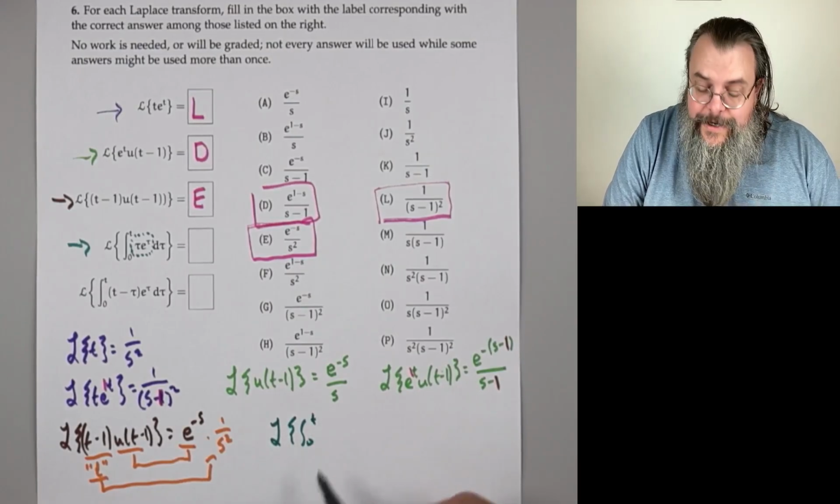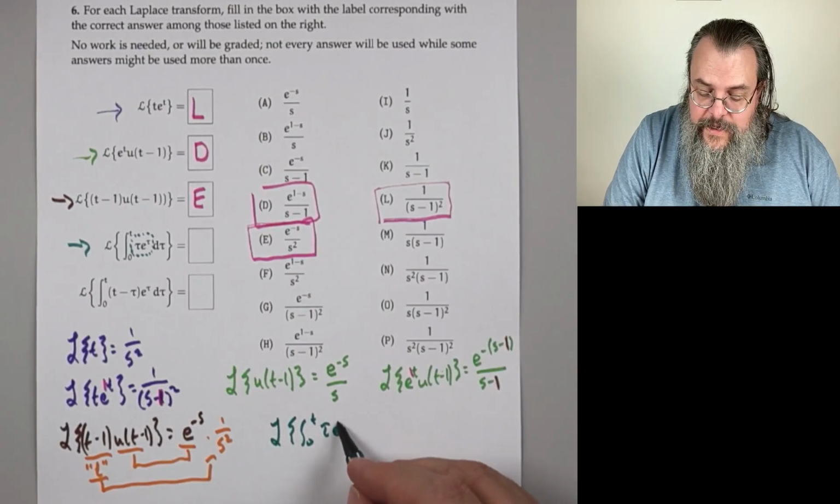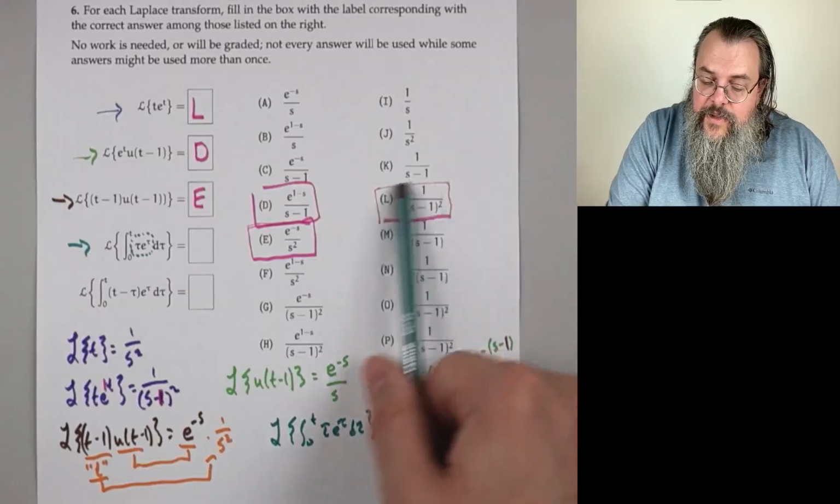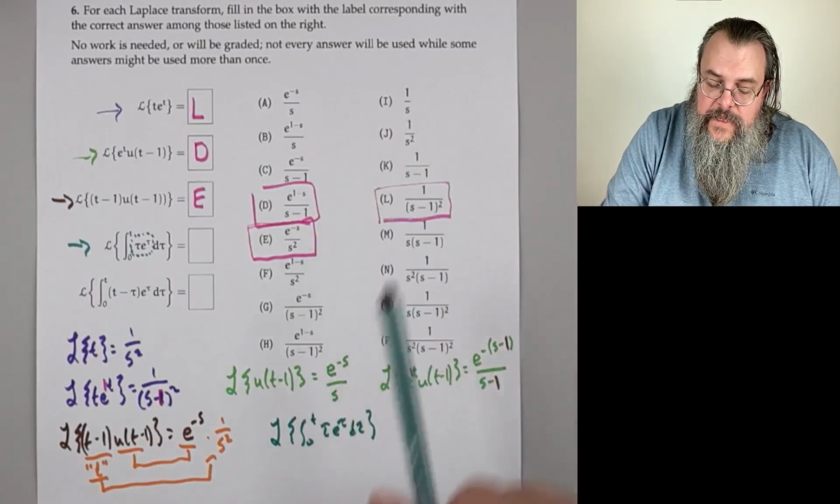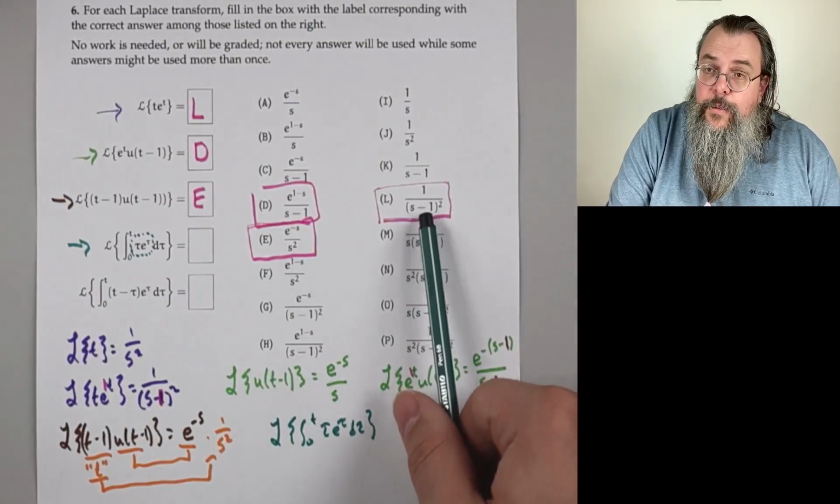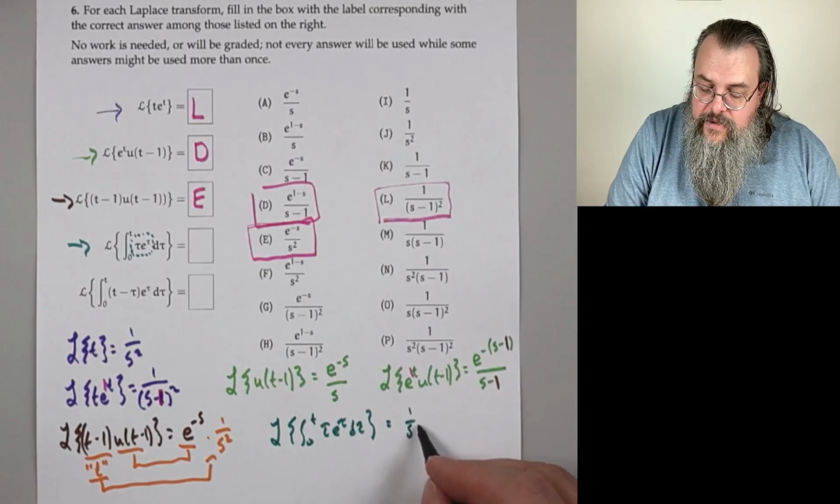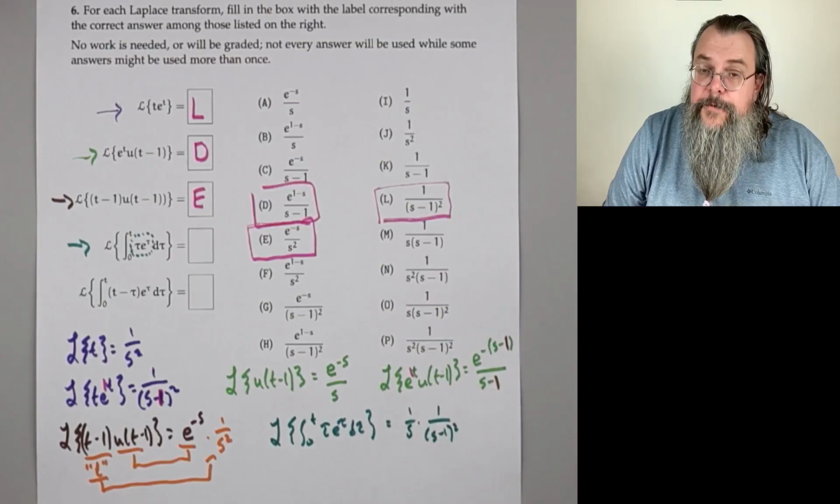Is that anywhere on here? Do we know how to do that? Well, the good news is, yes. T e to the t we know is L. So we say, okay, find L. The integral says now add a 1 over s. So it's 1 over s times 1 over s minus 1 squared.